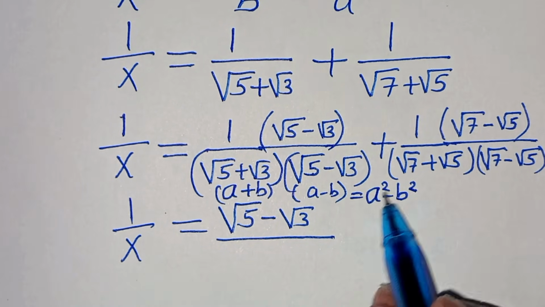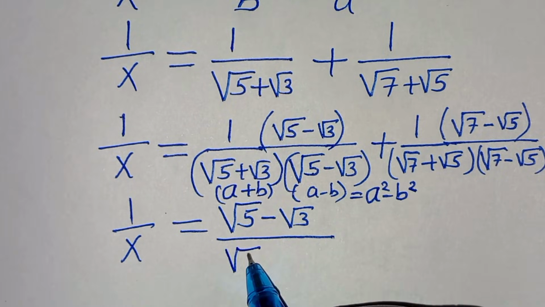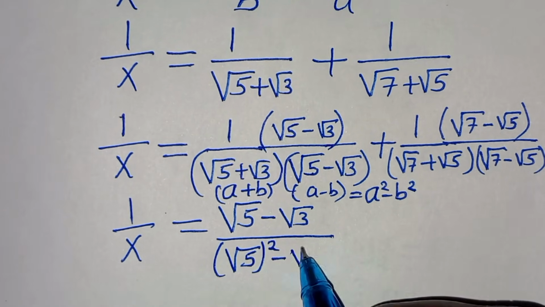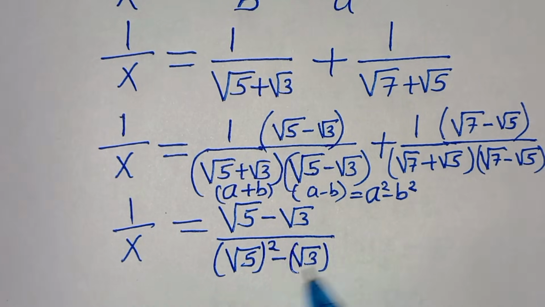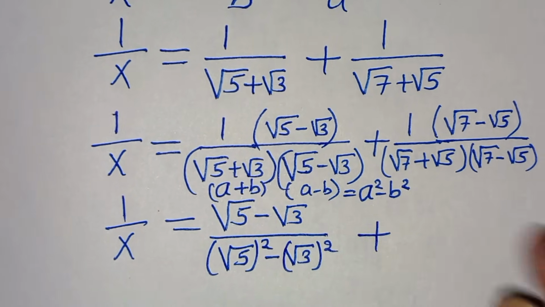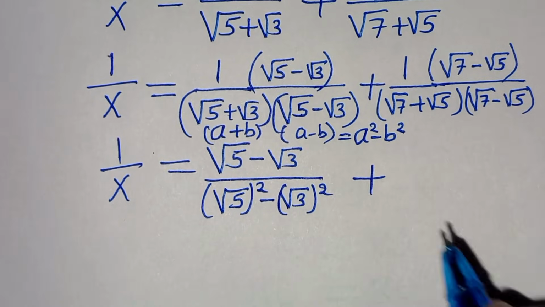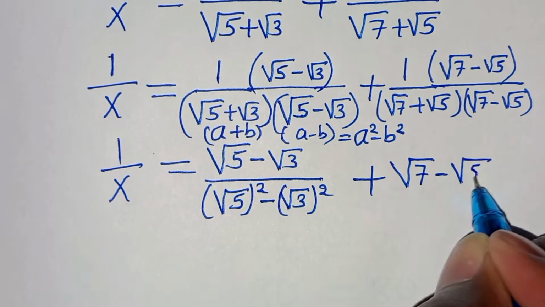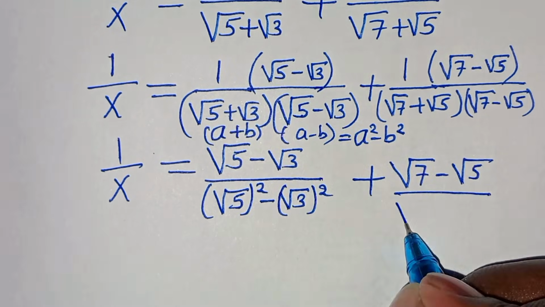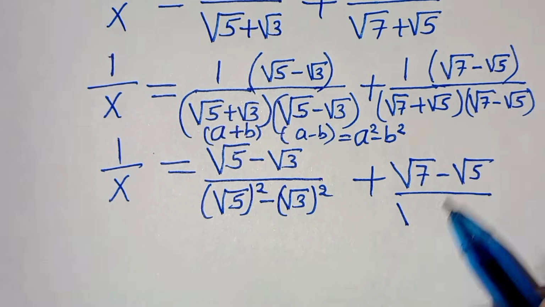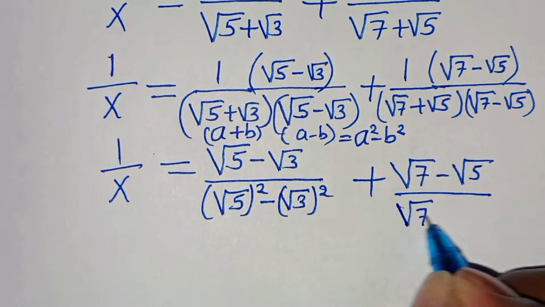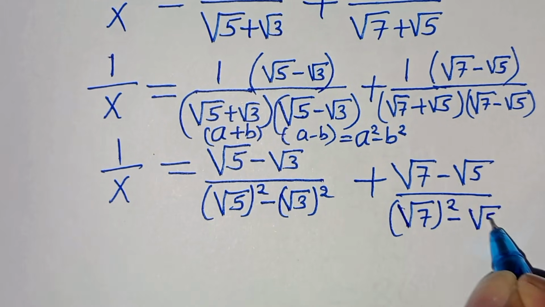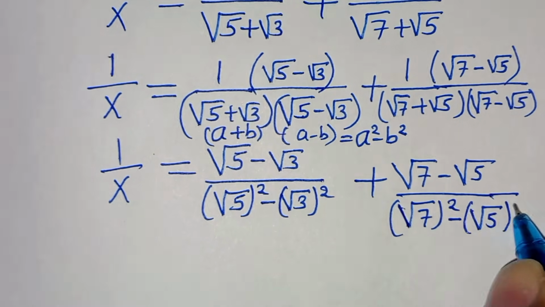Applying this property, then here we have square root of 5 raised to the power of 2 minus square root of 3 raised to the power of 2, then plus. Now, here we have square root of 7 minus square root of 5 divided by, now this is also the difference of two perfect squares. So we have square root of 7 raised to the power of 2 minus square root of 5 raised to the power of 2.